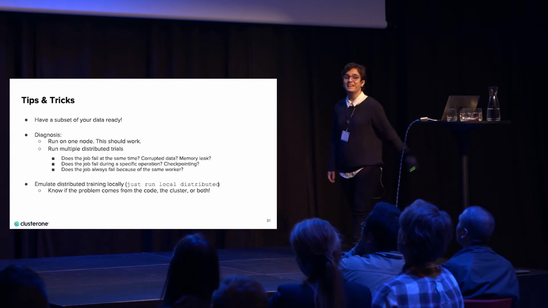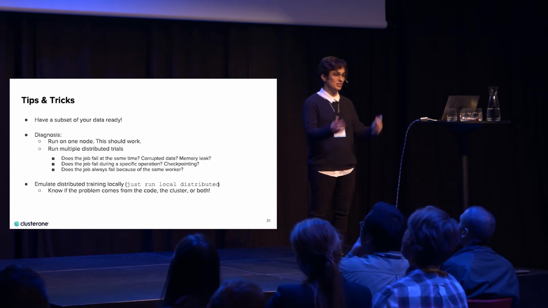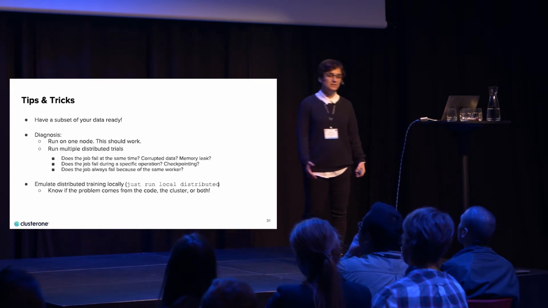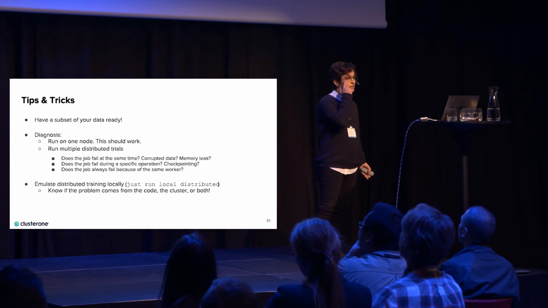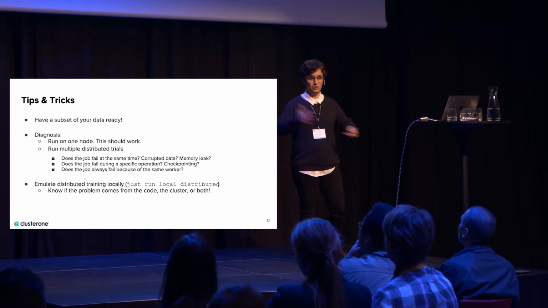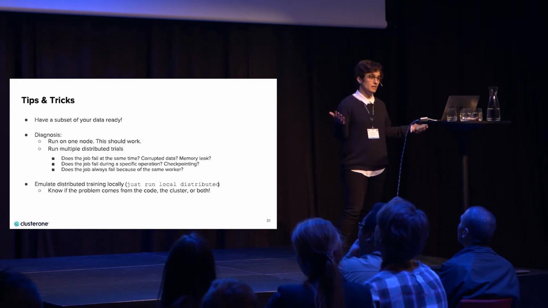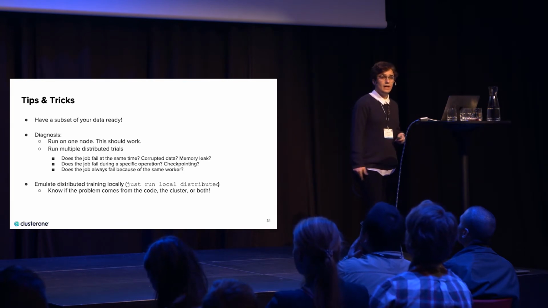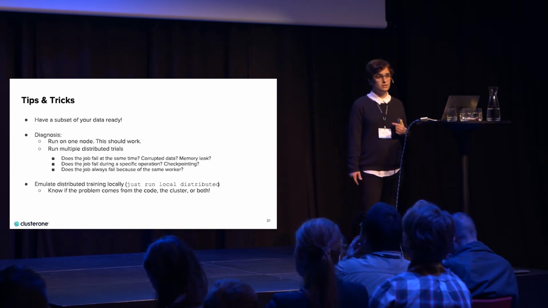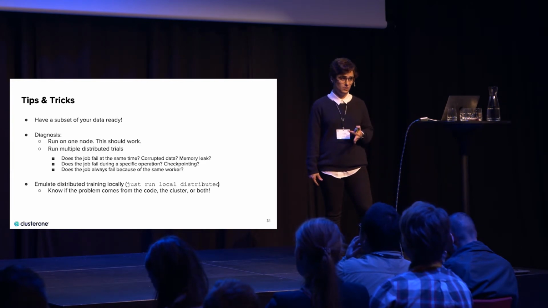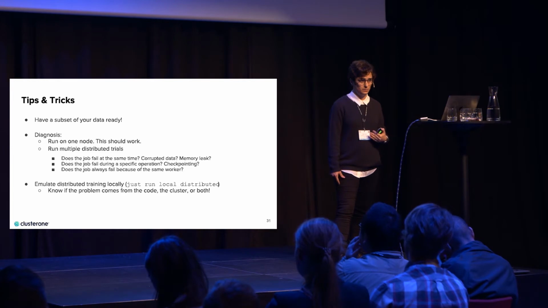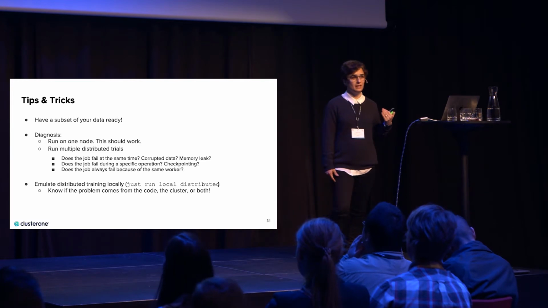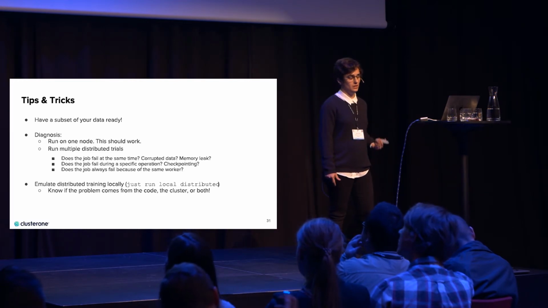The first one sounds very obvious, but believe me, working with a lot of customers, I know that it's not very obvious. The very first thing is to have a small subset of your data ready in order to test, just making sure everything works, and then going to scale and use the whole data that you originally want to use. And then for diagnosis, we usually suggest to first run on a single node. And if it works, then move to a distributed one. And for distributed, there are a few items in the checklist that you can check.